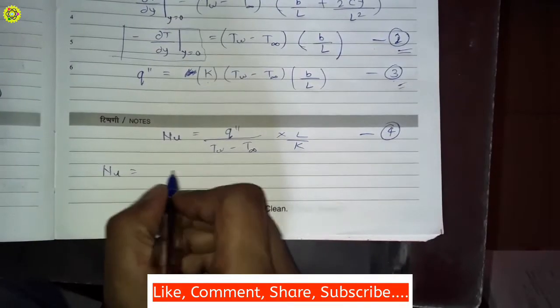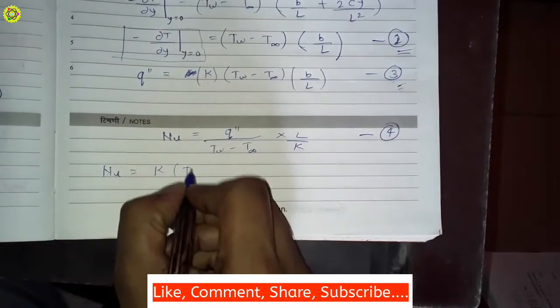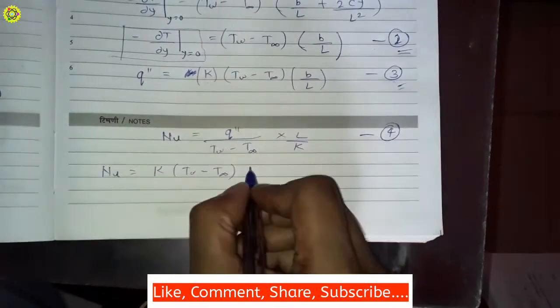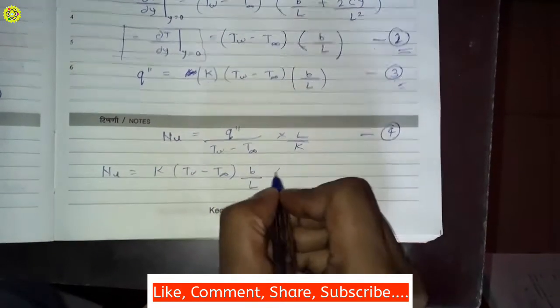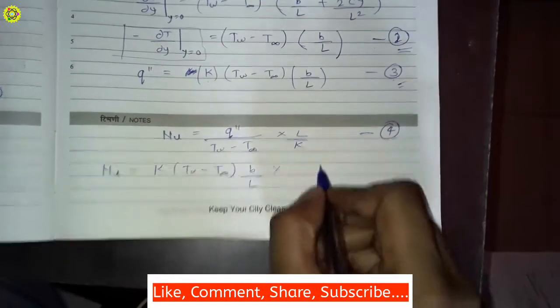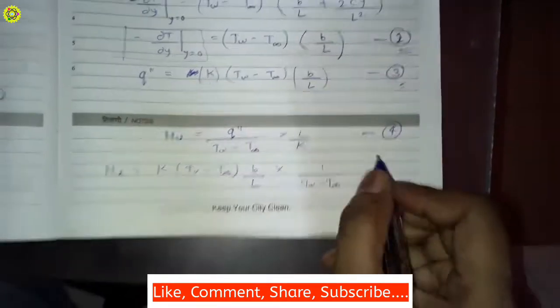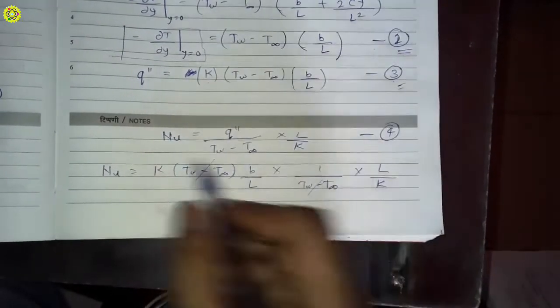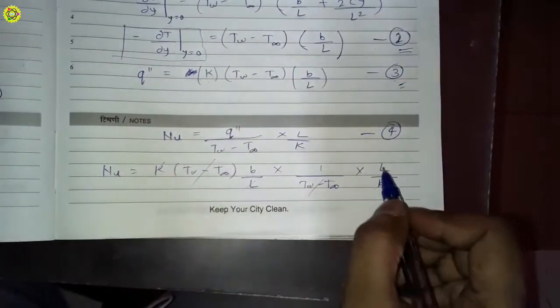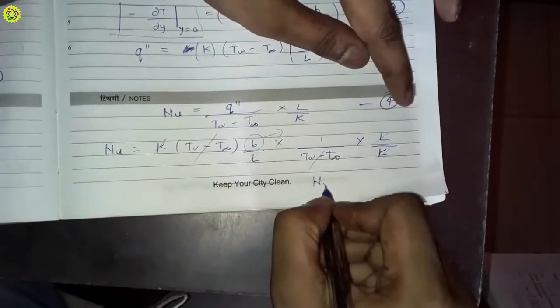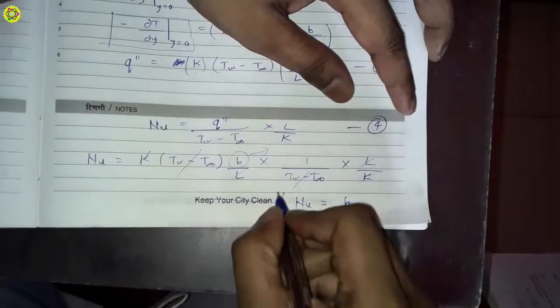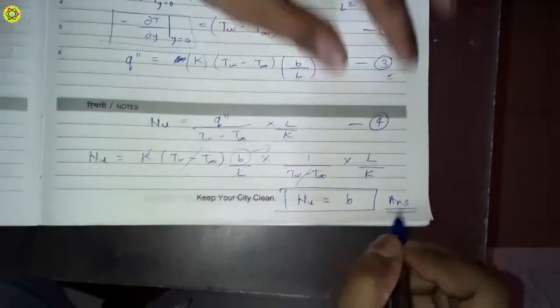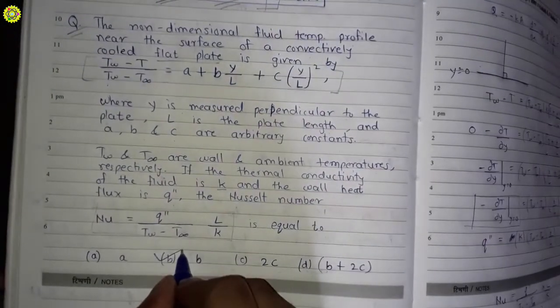Now let's put the value of equation number 3 in equation number 4. Here we have K into bracket Tw minus T infinity B upon L, into 1 upon Tw minus T infinity into L upon K. Now this and this get cancelled, this and this get cancelled, this and this get cancelled, and the remaining is B. So the Nusselt number is equal to B. This is the answer for this question. In the question, option B is the correct answer.